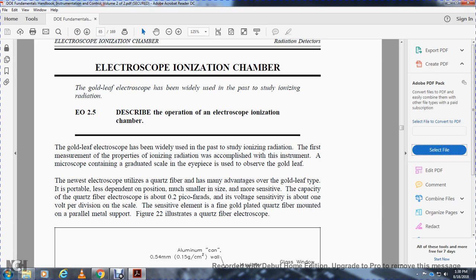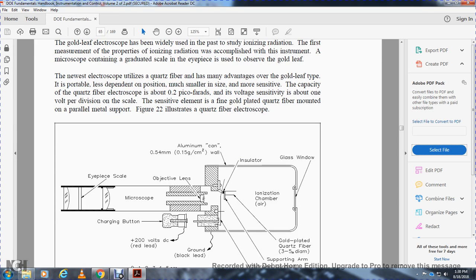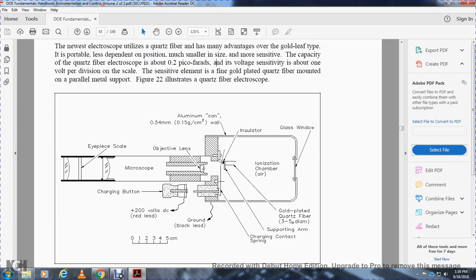The sensitive element is a fine gold plated coarse fiber mounted on a parallel metal support. Figure 22 illustrates the quartz fiber electroscope: eyepiece microscope, charging button, 200 volt DC red lead, objective lens, ground black lead, aluminum can with 0.5 millimeter wall, insulator, glass window, ionization chamber, air, gold plated quartz fiber 3 to 5 microns in diameter, supporting arm, charging contact and spring.